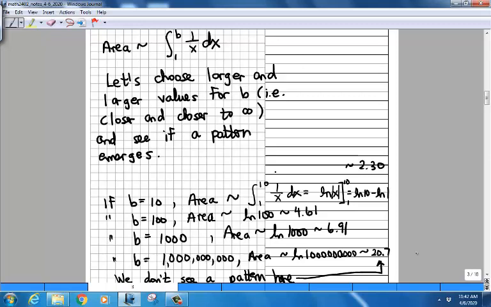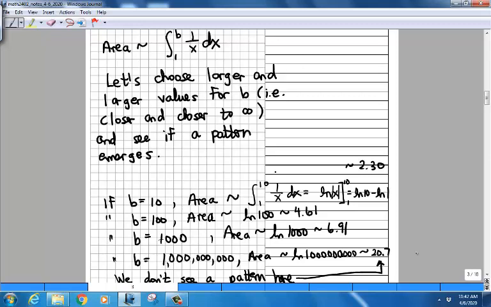Let's pick b to be 1,000. So let's find the area from 1 to 1,000 beneath that curve. Again, that's easy to find. It's just going to end up being the natural log of 1,000 if you do the integration. Natural log of 1,000 turns out to be, check it on your calculator, 6.91. Well, let's get really ambitious here. Let's jump from 1,000 all the way up to a billion. Why be shy here?